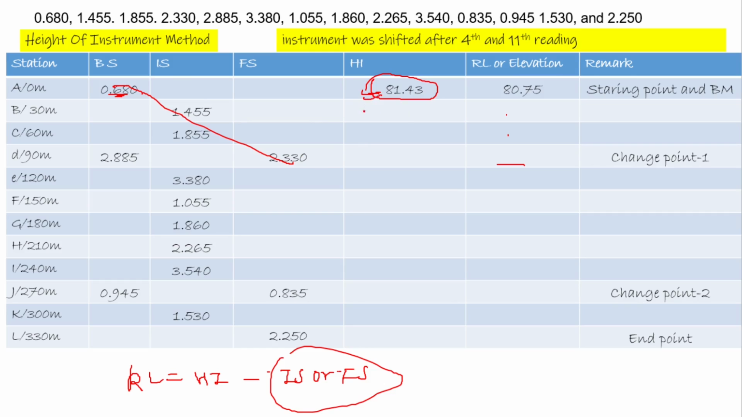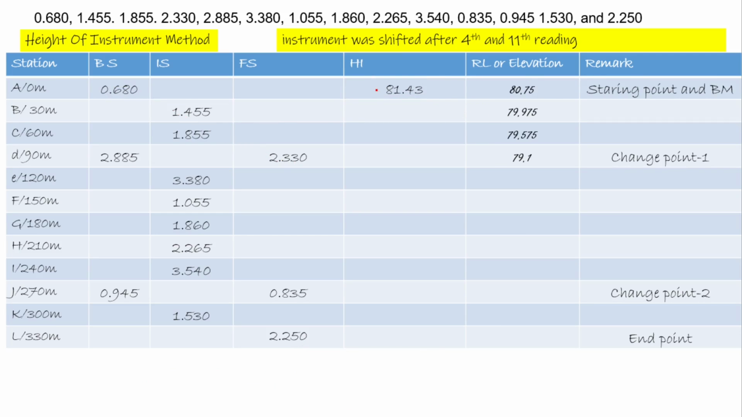So what we have to do is only deduct these values, the intermediate sight and foresight values, from the HI. HI is constant for this setup. This one is your HI. When we deduct these values, we will get the RL of these points. So these are your RLs, meaning this is the difference between this HI and this, and the difference between these two, this is your RL.